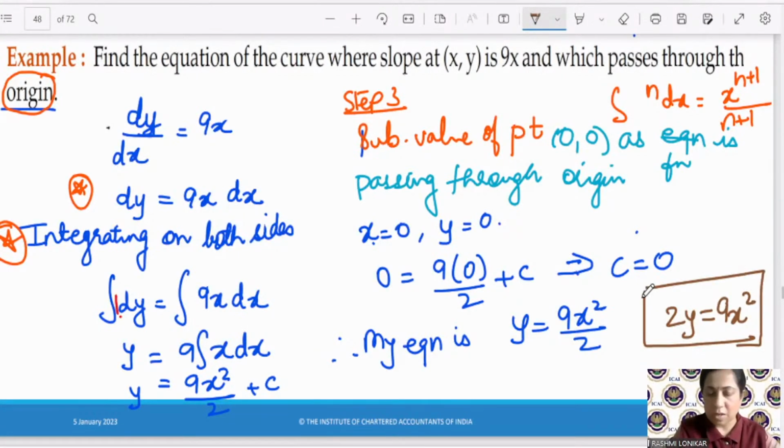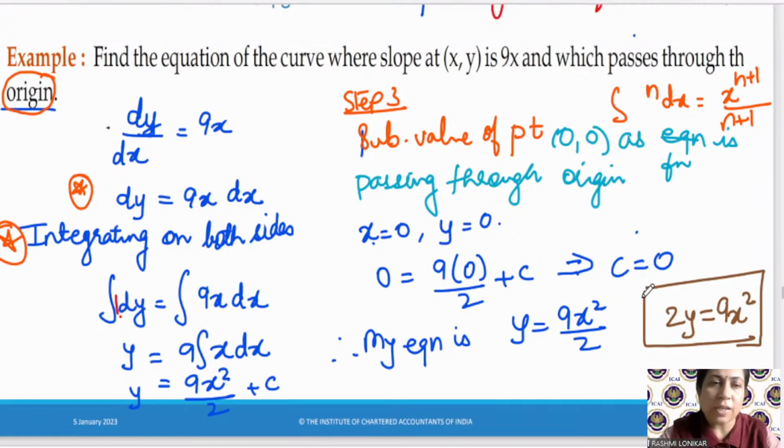Okay. Is that clear? So first step is write dy on the left hand side and dx on the right hand side. Second step, integrate on both the sides. Third step is substitute the value of one of the points given, from which you can find the value of c. Yes, clear? Everyone? Yes, very good. 9x square is equal to y. Dimple, Tanmeet.